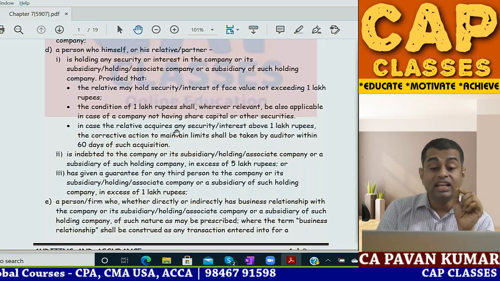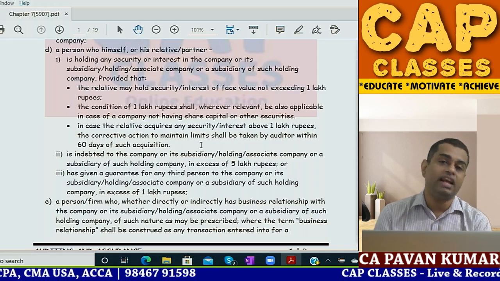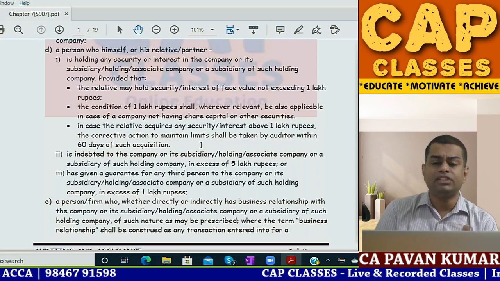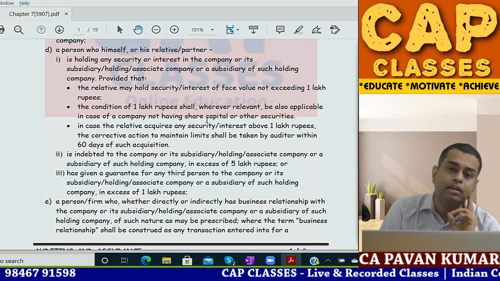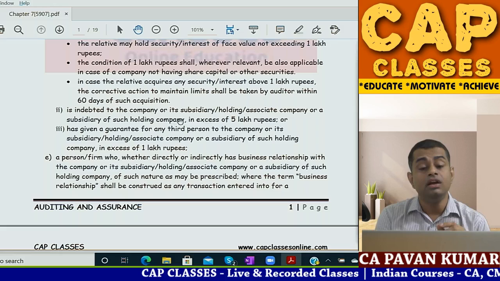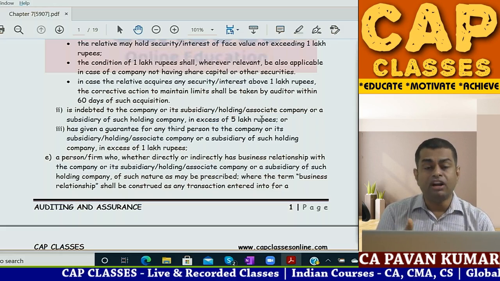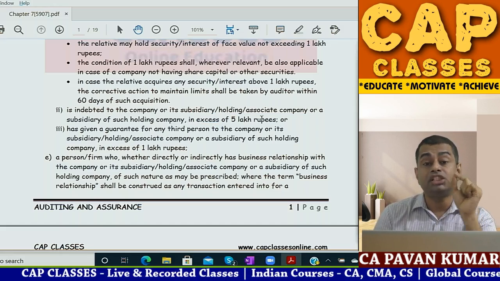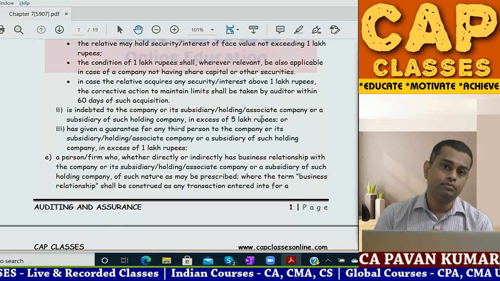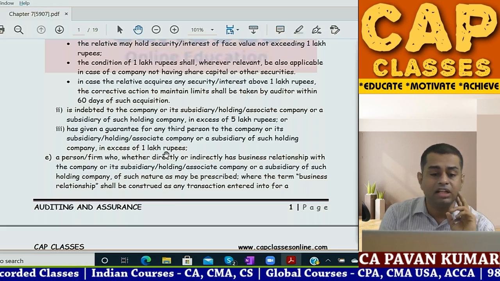So read the third one. In case the relative acquires any security or interest above 1 lakh, the corrective action to maintain limits shall be taken by auditor within 60 days. That means you bought shares worth 2 lakhs face value. So you can sell shares worth 1 lakh face value. Remaining 1 lakh face value is allowed as per point number 1. Then 2 is indebted to the company or its subsidiary, holding, associate or co-subsidiary in excess of 5 lakhs. Indebtedness is 5 lakhs. Now remember a very important thing. Point number 1, it is not only taking loans. Even if you purchase goods or services worth 5 lakh rupees, in excess of 5 lakh rupees also, you are disqualified. Then third one, has given a guarantee for any third person to the company or its holding, subsidiary, and so on, same, in excess of 1 lakh.